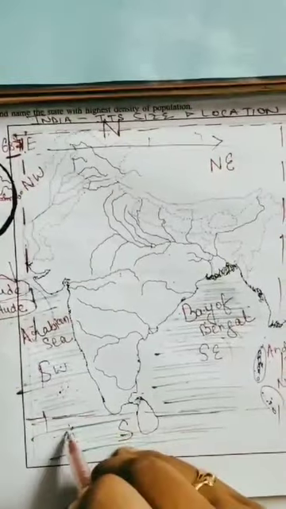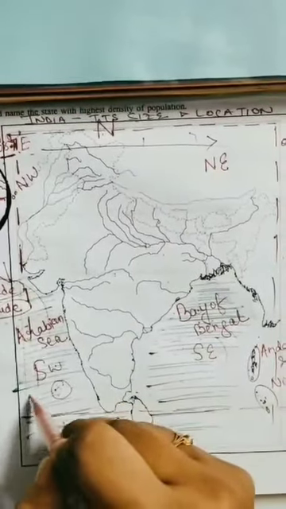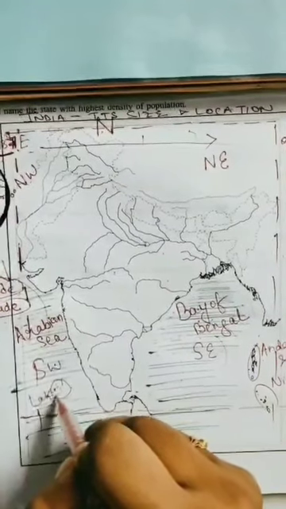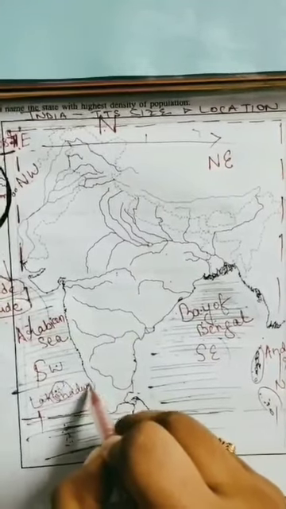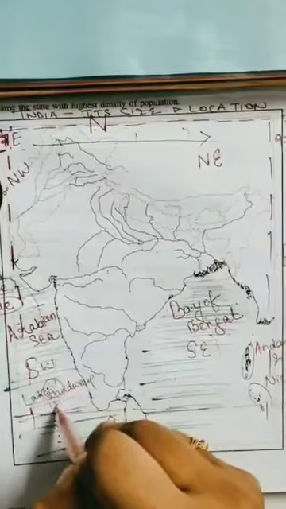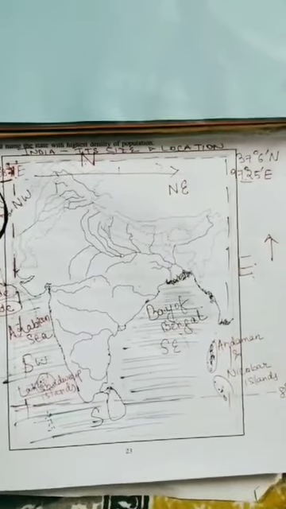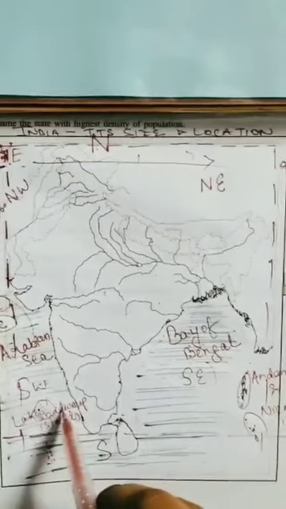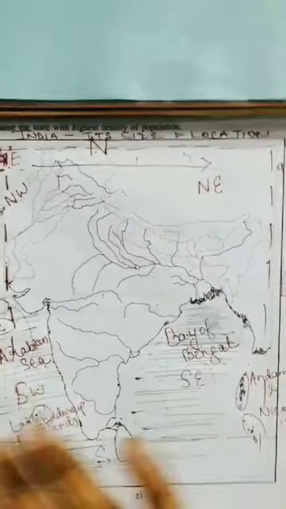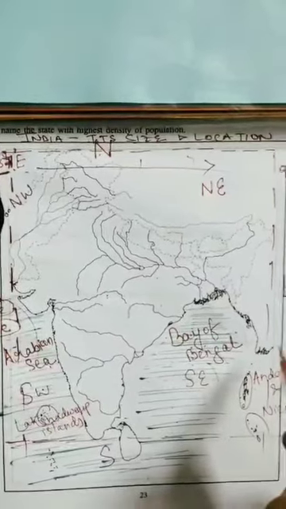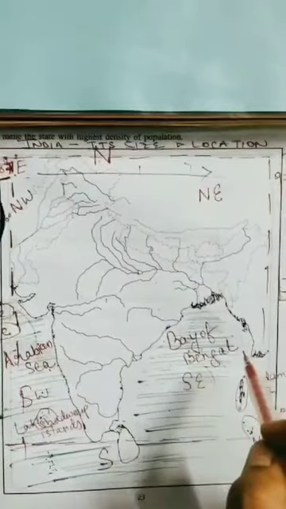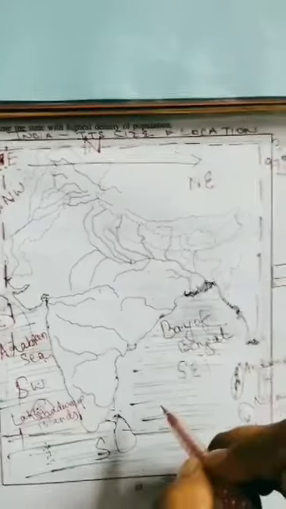And here in the southwestern part, on the Arabian Sea, we have the Lakshadweep Islands. Okay, so kids, how many island groups do we have? We have the Andaman and Nicobar Islands and the Lakshadweep Islands. Andaman and Nicobar Islands are located in the Bay of Bengal, and Lakshadweep Islands are located in the Arabian Sea. This much is clear?